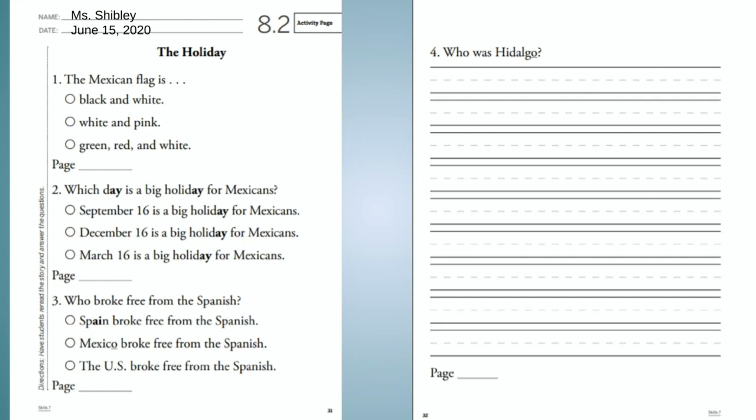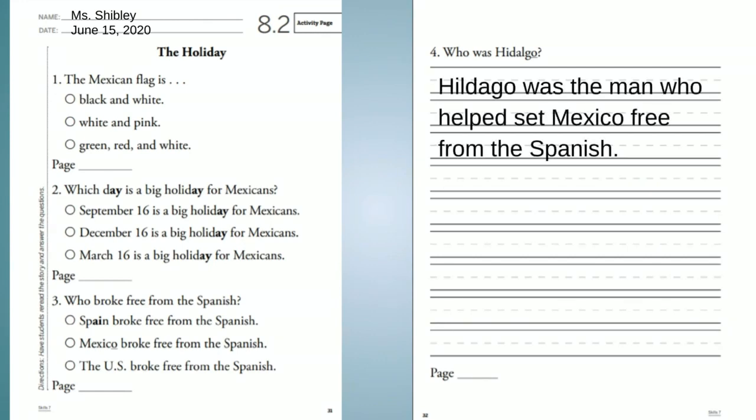Number 3. Who broke free from the Spanish? Spain broke free from the Spanish, Mexico broke free from the Spanish, or the US broke free from the Spanish. Number 4. Who was Hidalgo? So Hidalgo was the man who helped set Mexico free from the Spanish. Remember, you can pause your video if you need more time to write this down.